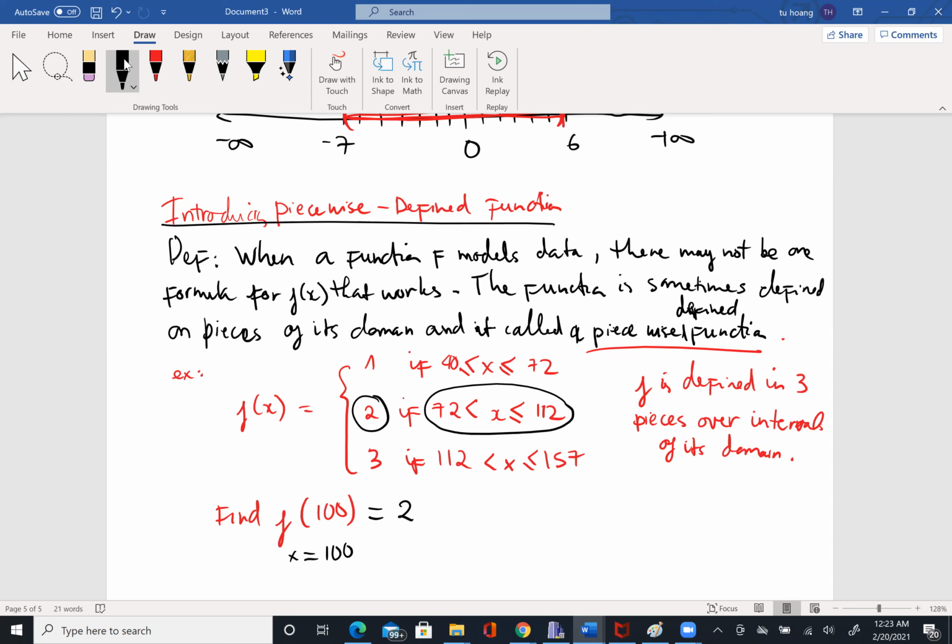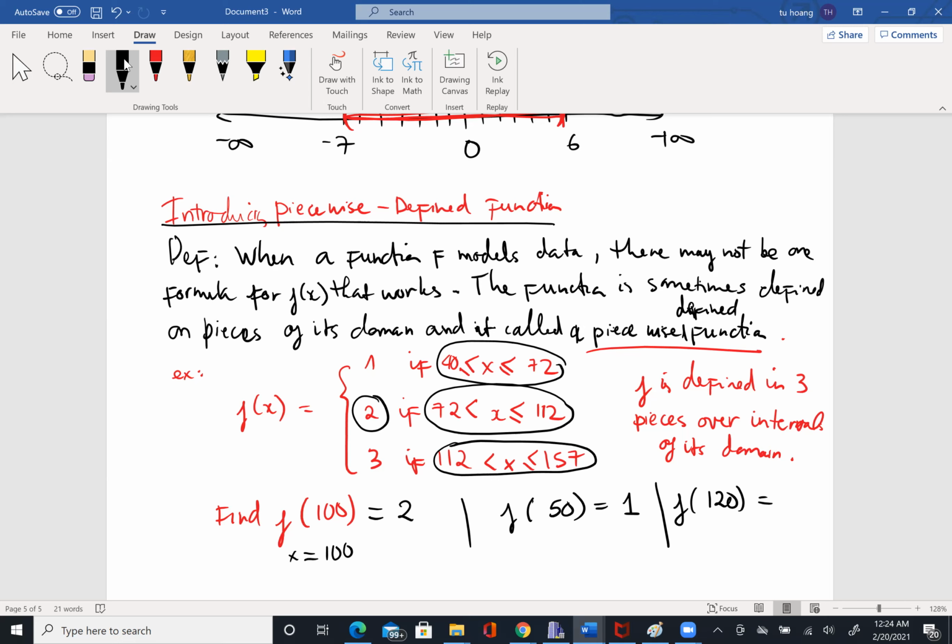What else? Say f of 50. In this case, you know that x equals 50, which satisfies the first piece. So that's going to equal 1. What about f of 120? Then you can see easily 120 is in the interval from 112 to 157. That's going to be equal to 3.